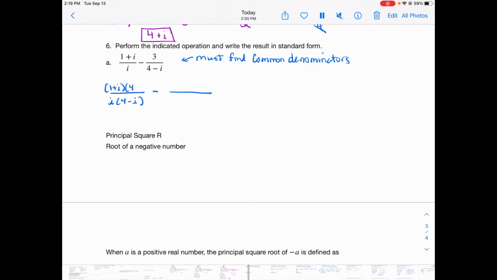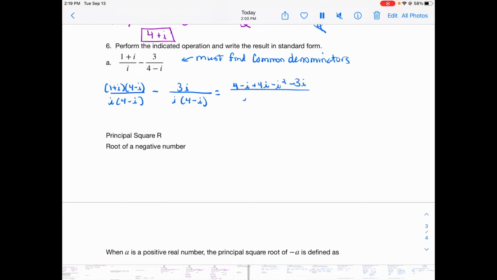So this first fraction I changed by multiplying by 4 minus i. So I need to do what I do at the bottom, I have to do to the top. And then I need to multiply the top of the second fraction by i. Okay, so now I'm just going to write it as a single fraction using my distributive property on the top. And then minus my 3i for my second fraction. And then I end up with 4i minus i squared.